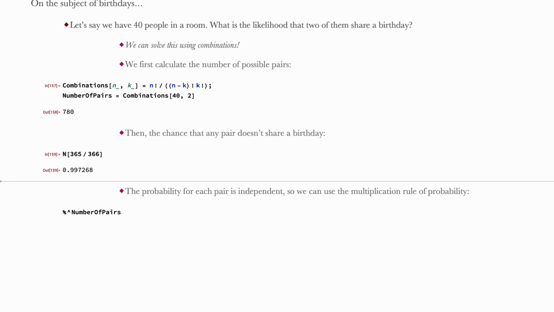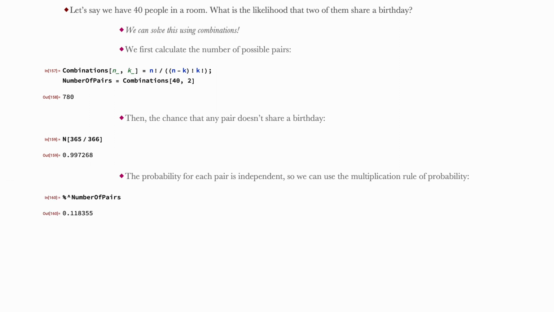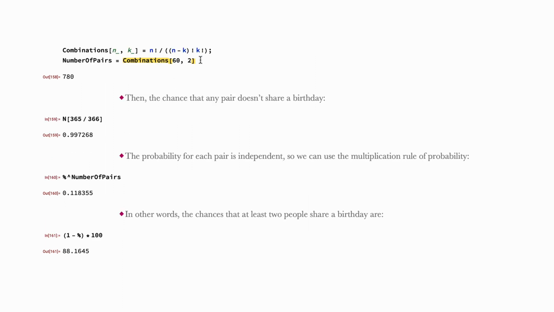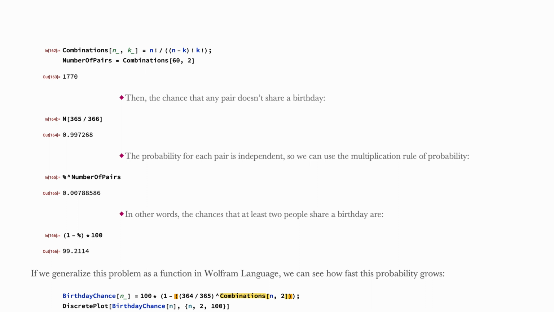Finally, the probability for each pair is independent, so we can take the multiplication rule of probability to combine all of these chances together. This gives us the likelihood that no two people will share the same birthday, so we take the complement of this to get the chances that at least two people out of 40 share a birthday, as 88%. If we go through and repeat this whole process, except using 60 people, the number comes out to be nearly 100%. Now, if we generalize this problem as a function in the Wolfram language, we can see how fast this probability actually grows.